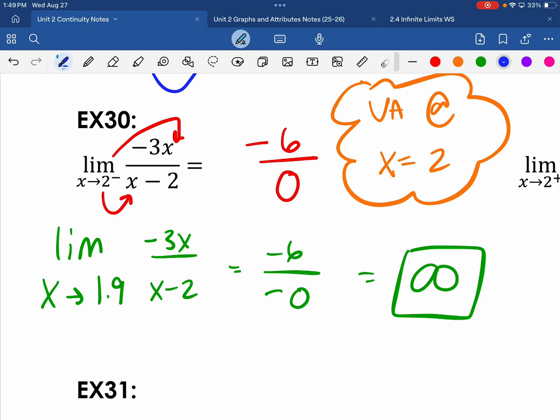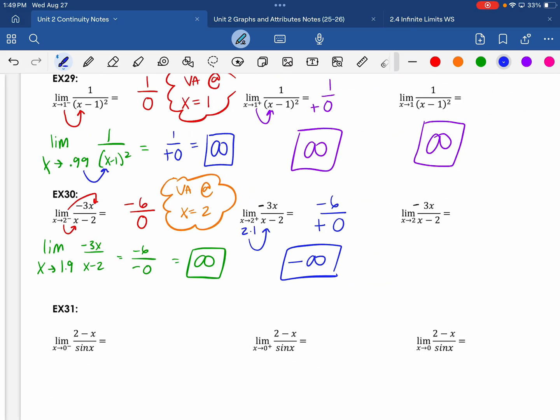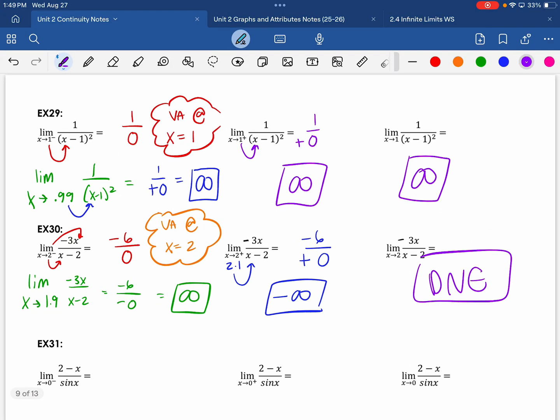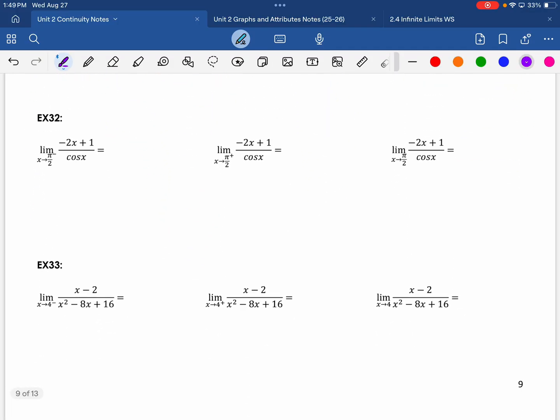That one's negative. And so on this one, when you think of a number like 2.1 and you're plugging that in, you're still going to get -6 on the top, but you'll get a positive 0 on the bottom, which will bring you to negative infinity. Then the actual limit is DNE. If they don't match, it's DNE. If they do match, it's whatever it is. Got it.